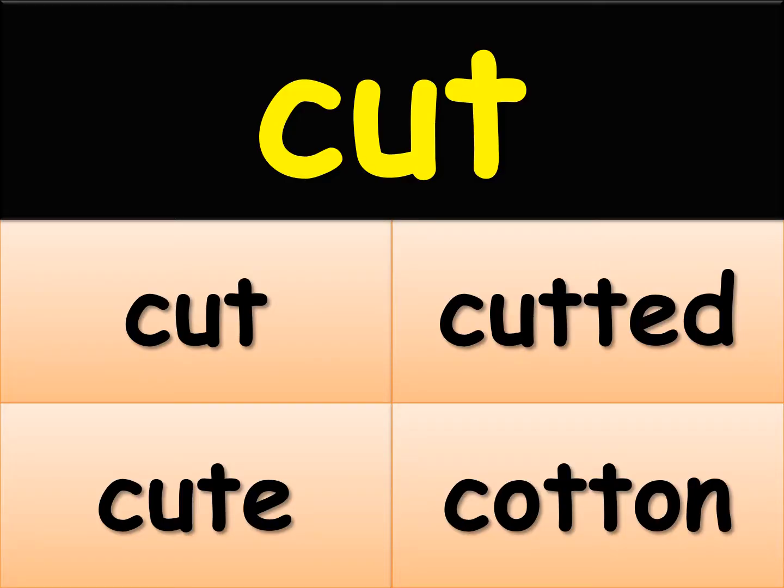Number 6. This is a tricky one. Cut is the verb. What is the past tense form of the verb cut? It's a tricky one. Go ahead and write which one you think is the past tense form of the verb cut. 3, 2, 1. Okay, time's up.